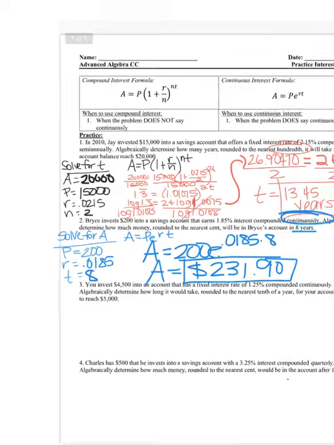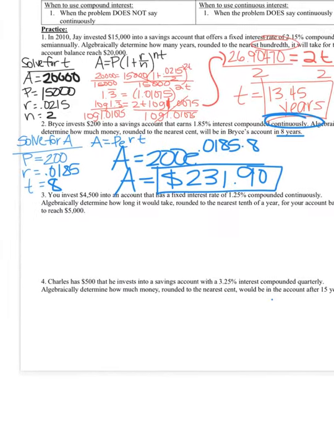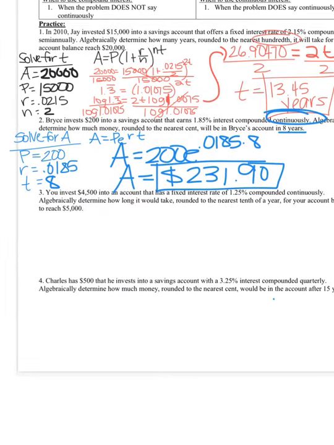Okay. Number 3, you invest $4,500 into an account that has a fixed interest rate of 1.25%, compounded continuously. Continuously is a PERT. Question is to algebraically determine how long it will take. That's T. You're solving for T. You have to plug something in for A, plug something in for P, plug something in for R.